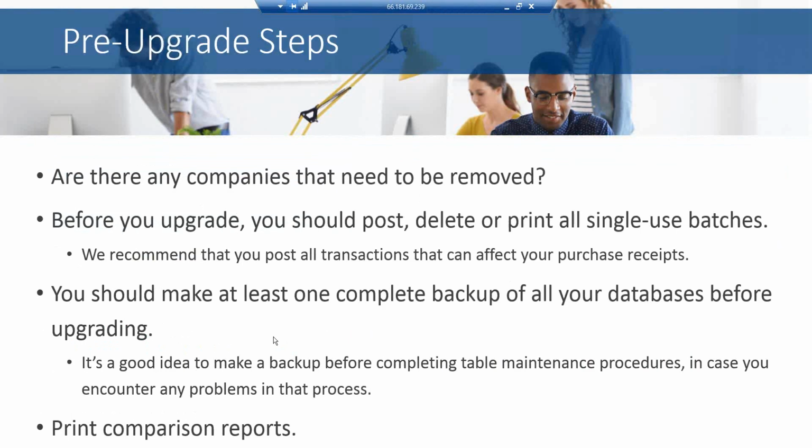Also, this kind of is redundant, but are there any companies that need to be removed? When we get into the actual upgrade process, you need to make sure that you post, delete, or print all single-use batches because we want to make sure those are all done. You can keep your recurring batches if you use any of those. And you need to make at least one complete backup for all your databases before you upgrade.